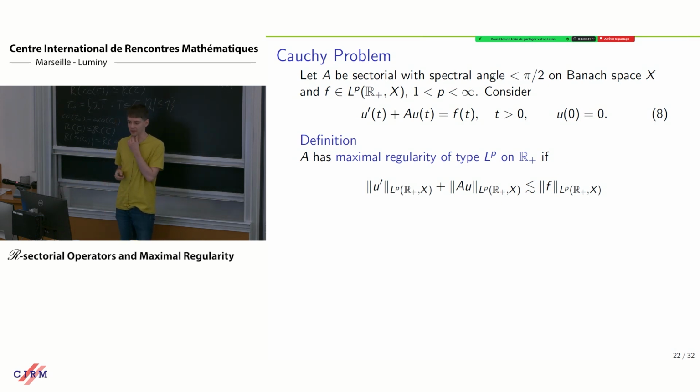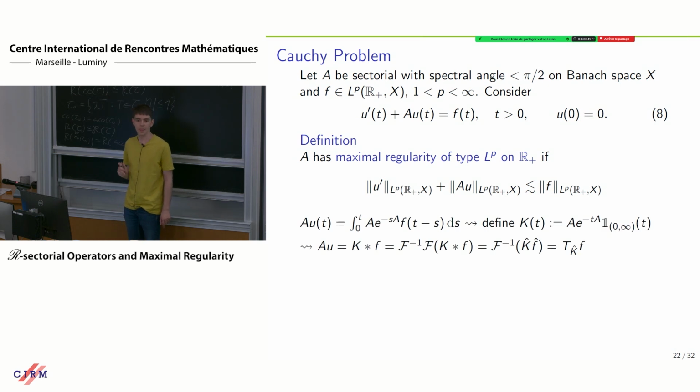Okay, so now let's talk about how to prove such things. We will concentrate on this Au term, since if we get the bound for Au, we also get it for u' by the differential equation. As we have seen already, Au(t) can be written via the Duhamel formula as this integral over A times the semigroup applied to f(t - s) ds. So this looks like a convolution, and it is a convolution if we define the convolution kernel k(t) to be A times the semigroup times this indicator function. So then we get that Au is the convolution of k with f.